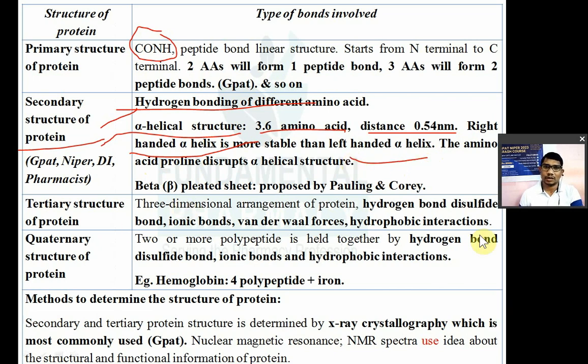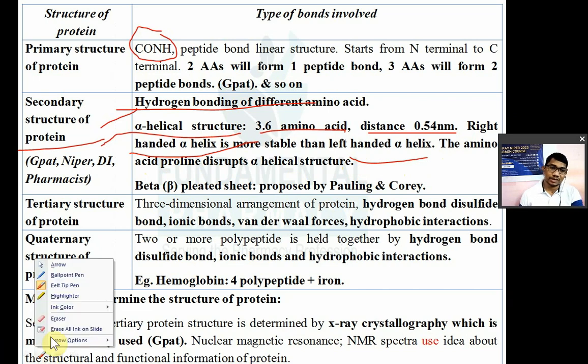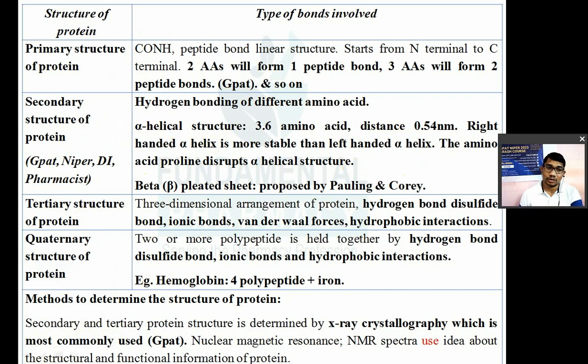The amino acid proline disrupts the helical structure. The secondary structure is disturbed by the amino acid proline because it has an imino group. So proline will disturb the alpha helical structure of protein.